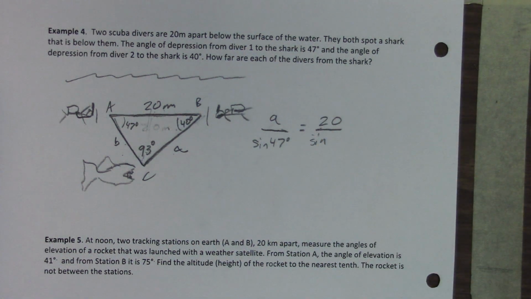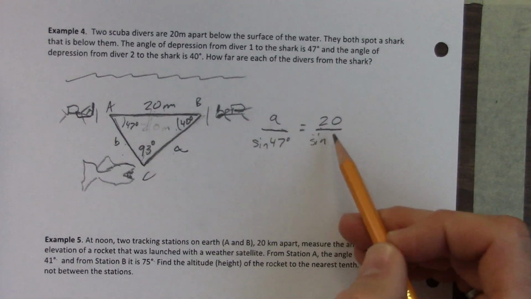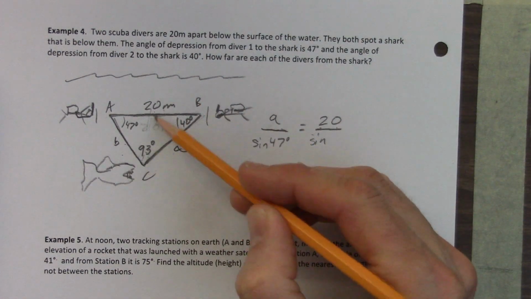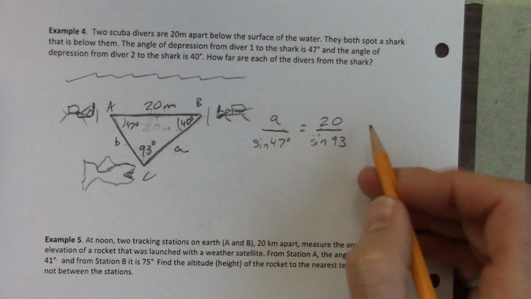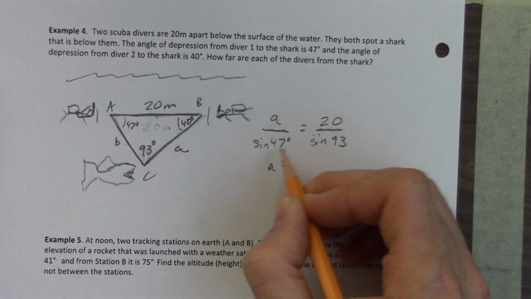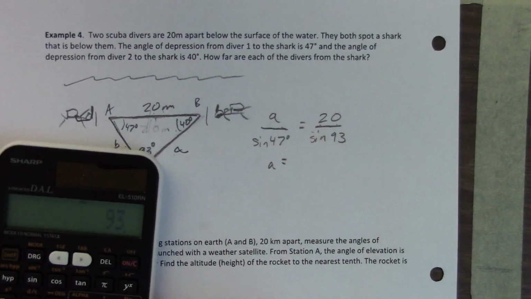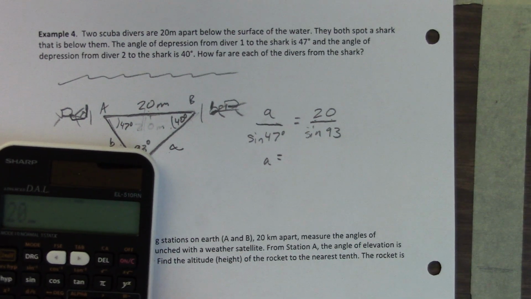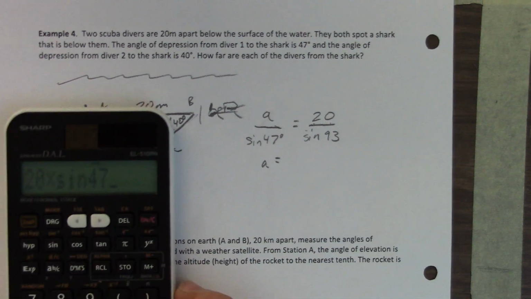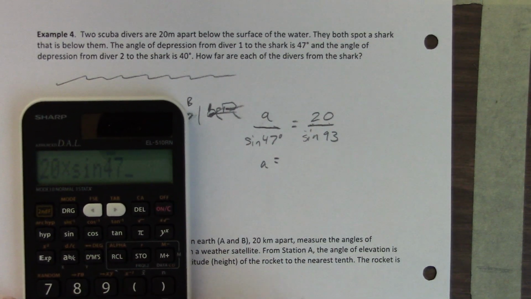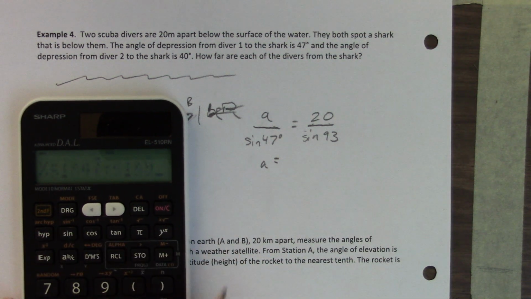I'm just asking you for the angle right now. We're still not even solving it. 93. Yes, 93, good. Okay, now we can solve. A is just equal to 20 times sine 47 divided by sine 93. That's it. So do on your calculator, 20 times sine 47 divided by sine 93.